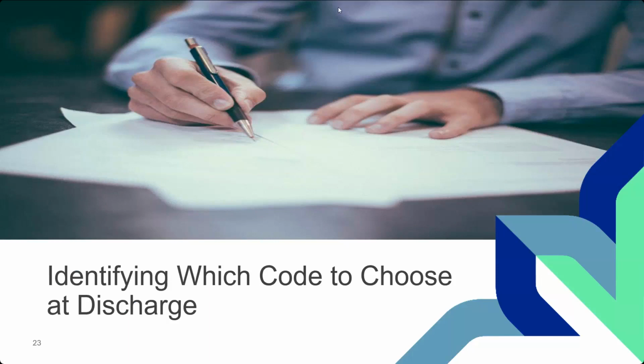I want to tag on to the information that Aline just provided you and give you information from more of a clinical perspective on how to help make sure you're choosing the correct discharge status code and reporting those in your documentation. So we're going to start with identifying which code to choose at discharge. So moving on to our next slide, let's talk about how we do that.